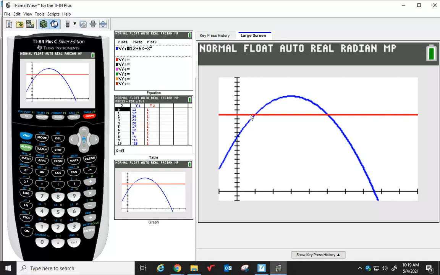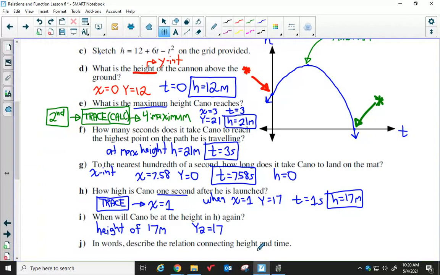Now, if you look at the graph, there are actually 2 spots where you have a height of 17 meters. There's this one right here, which we already identified. That's when the time is 1 second, when he's going up into the air. But when he comes back down, he would also have a height of 17 meters over on this side. So I want to figure out how long it takes to get to this height of 17 meters when he's coming back down. We're going to use the intersect feature to determine that, finding the intersection at this point here.